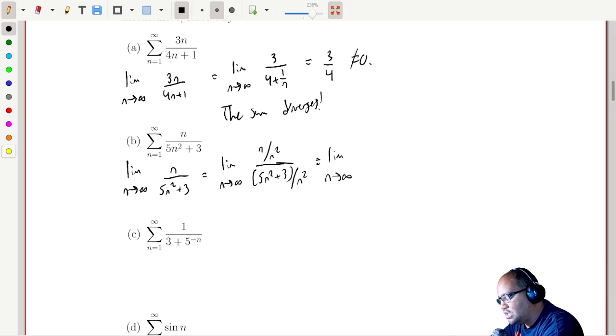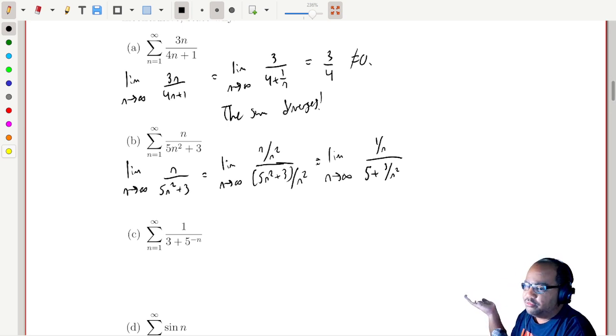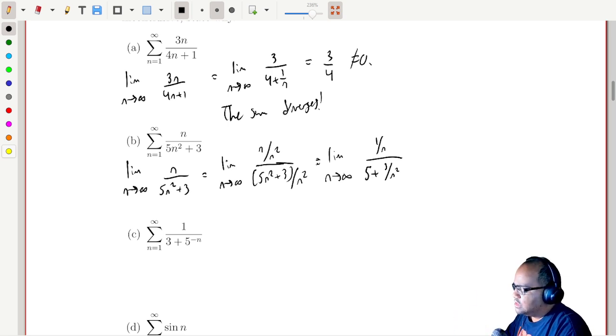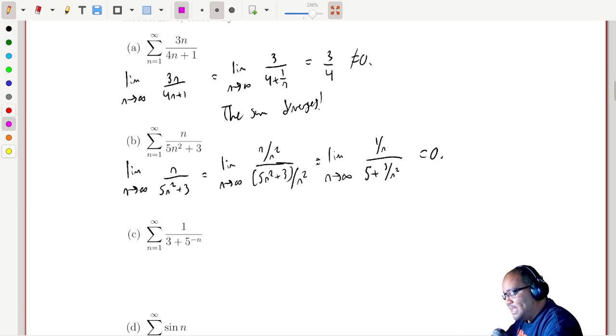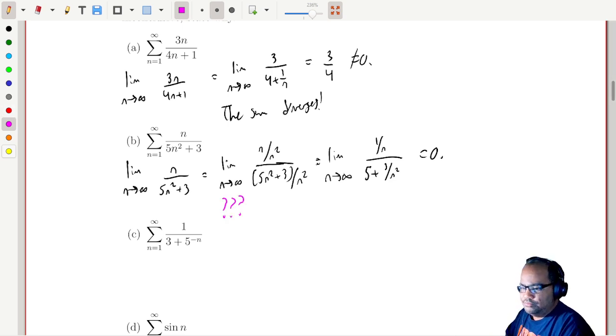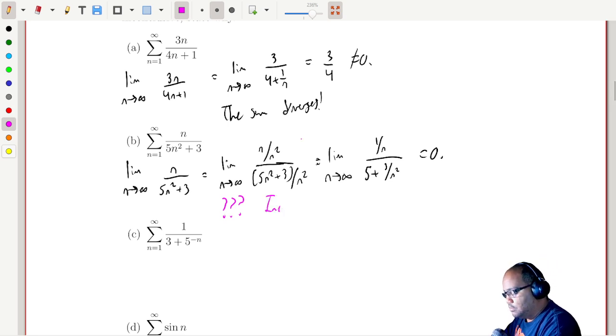So we'll have the limit as n goes to infinity of, let's look, 1 over n on top. And on the bottom we get 5 plus 3 over n squared. That's just how we divide over a common denominator. We just separate. Well, on the top, 1 over n goes to 0. 3 over n squared certainly goes to 0. So we'll have 0 plus 5 in the denominator, but on top I have a 0. This limit is 0. So what happens? We don't know. This is inconclusive.